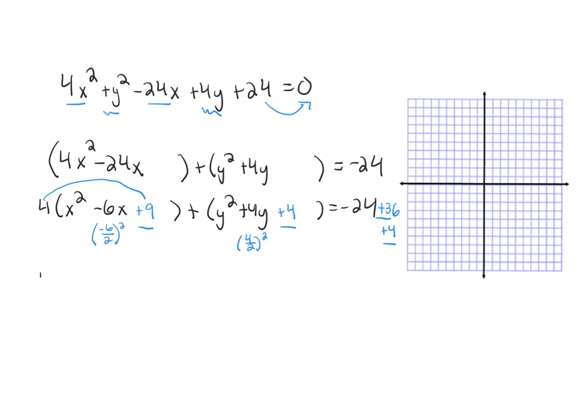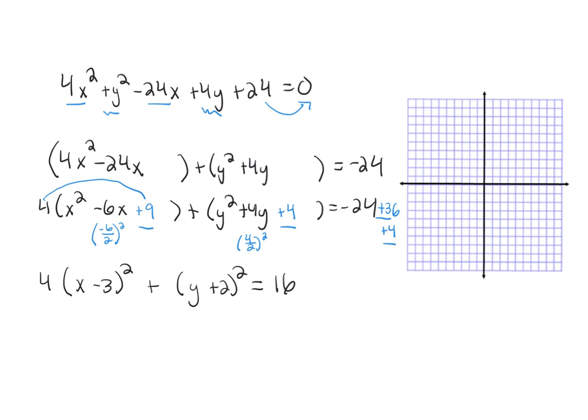All right, so now let's factor. I still have the 4 out in front. This will go down to x minus 3 squared. Plus, this will factor down to y plus 2 squared. Equals, let's see, on the other side, equals 16.